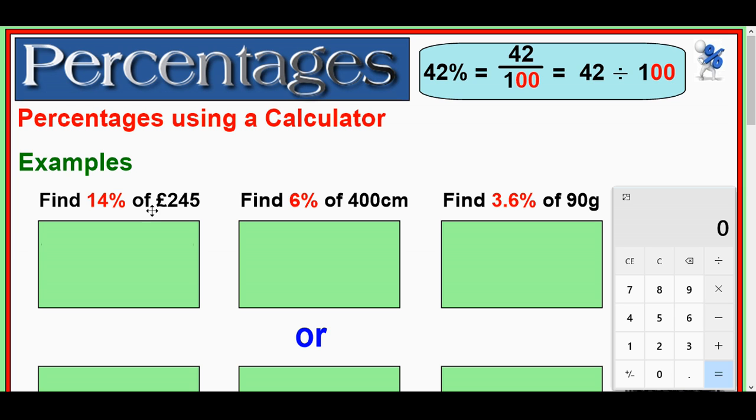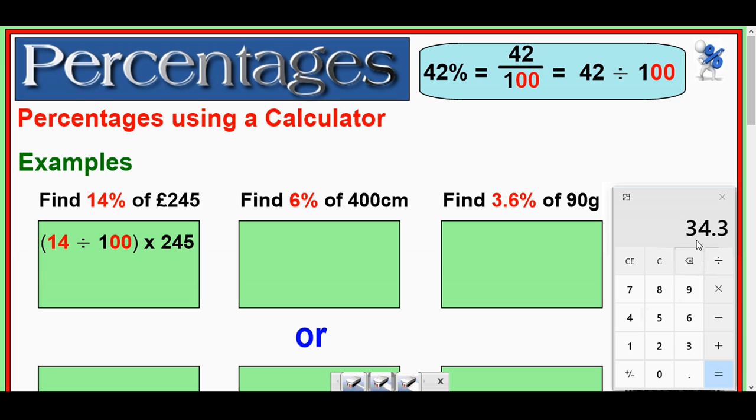To work out 14% of £245, what we need to understand is 14% means 14 out of 100. Way back in the intro to percentages, we said percentages means out of 100. So 14 out of 100 is 14 over 100 as a fraction. You can type it into a calculator as 14 divided by 100. That's 14 out of 100. And once you've created a fraction like that, you can times it by the 245. If you do 14 divided by 100, times by 245, you'll get your answer of 34.3.